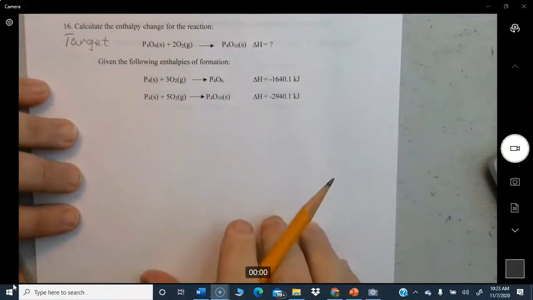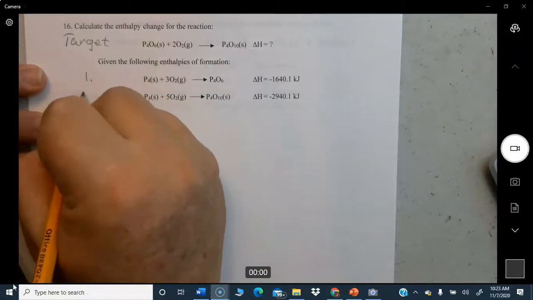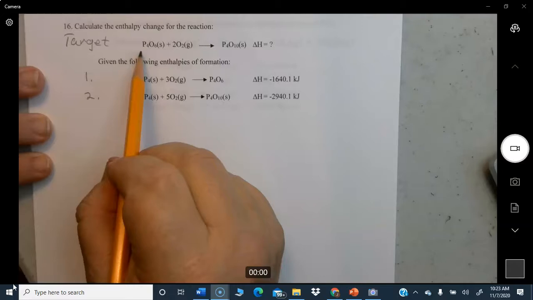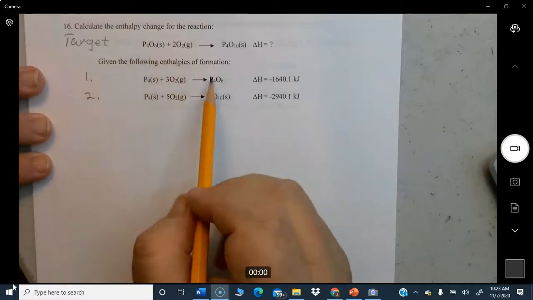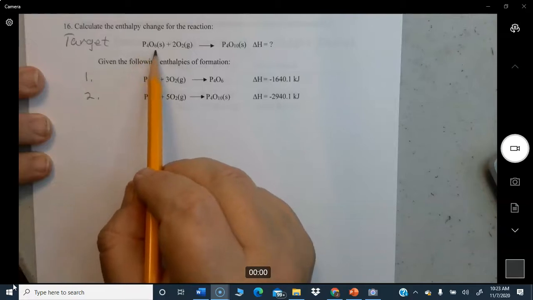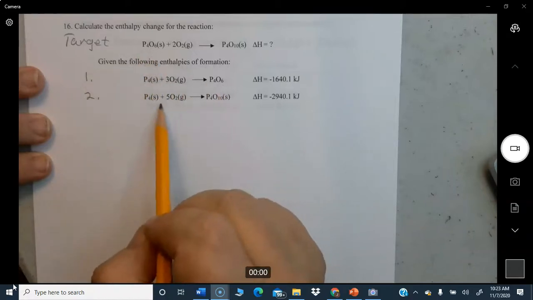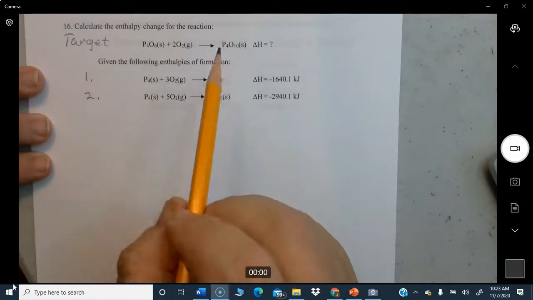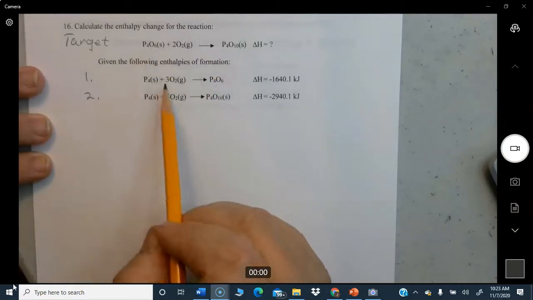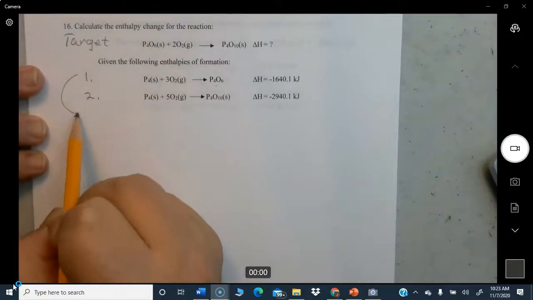Okay, so we move on to number 16. This is our target. And we're trying to recreate that by these two. All right, so I'm going to label them 1 and 2. And I look at this. Okay, so number 1. Well, first of all, let's pick an element to start with. Stay away from oxygen because it appears in both equations. Let's go with P4O6. Yeah, it appears only one time, and it's right here. Now, in equation number 1, it's on the right-hand side of the equation, but in our target, it's on the left. So we're going to have to reverse this equation.